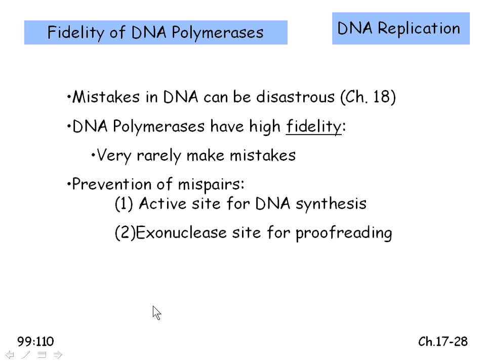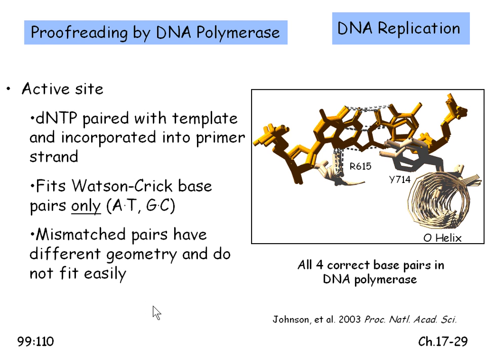And there are two methods by which the polymerases act to prevent mistakes, or mispairs, the incorporation of incorrect nucleotides. First of all, there's the active site for DNA synthesis, and we'll look closely at this to see how it actually helps to prevent mistakes being made. And then secondly, there's a second active site called the exonuclease site, and that serves to proofread the DNA that was just synthesized. So let's start with the active site of the DNA polymerase.